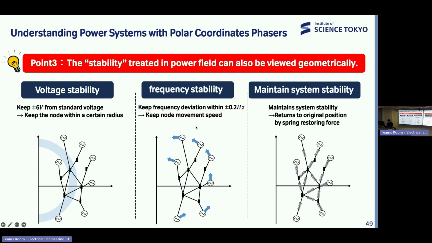And third point, the stability treated in the power field can also be viewed geometrically. The voltage stability means keeping within plus or minus 6 volts from standard voltages, and the frequency stability means keeping frequency deviation within plus or minus 0.2 Hz. Maintaining system stability can also be understood like this.